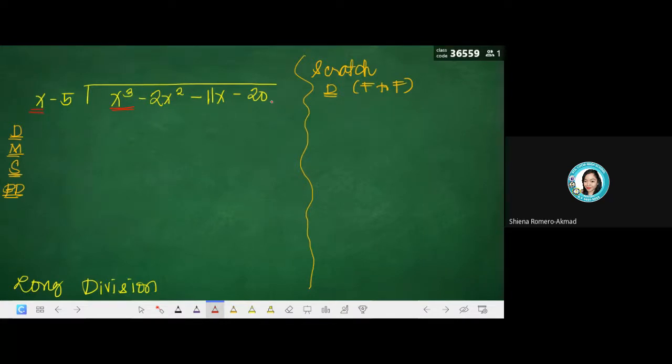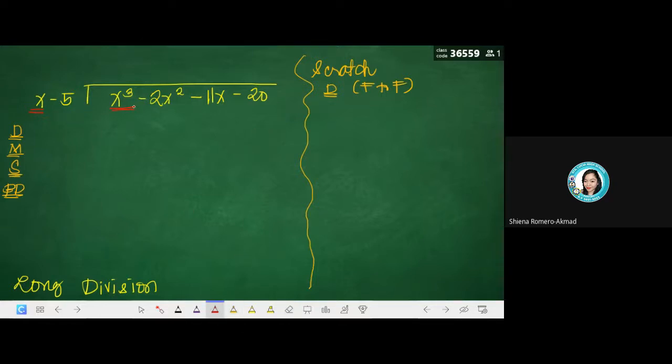By the way, what do we call this? Itong nasa loob, ang tawag po natin dyan is the dividend. While this one, the whole polynomial that is outside, is what we call the divisor. Okay, so review lang yan, very elementary. Yung nasa loob ay yung dividend at yung nasa labas ay yung divisor. Okay? Burahin ko na ha para makaproceed na tayo sa topic.